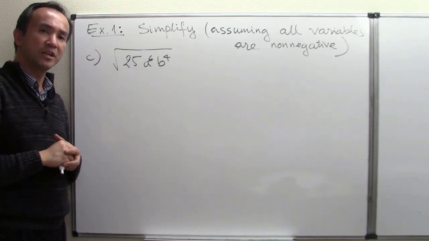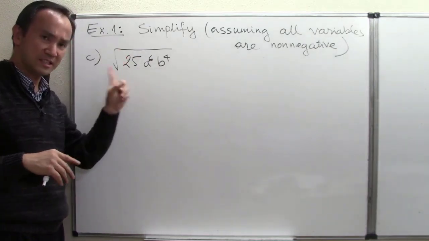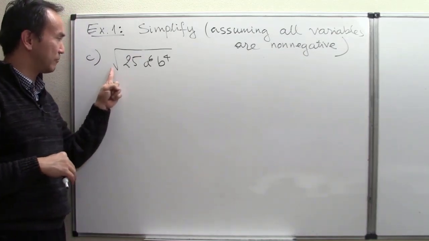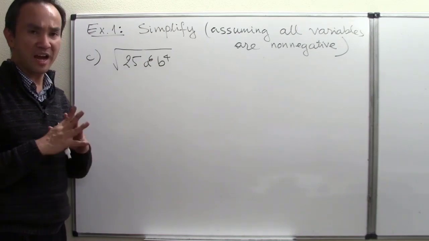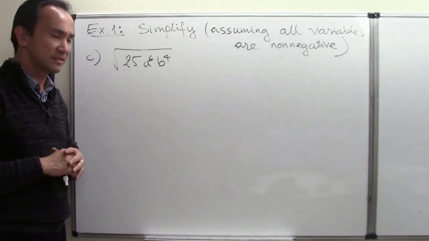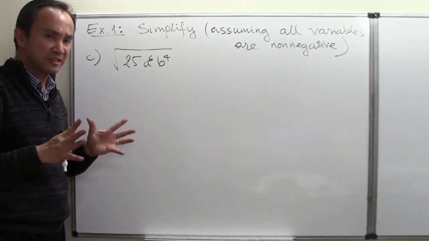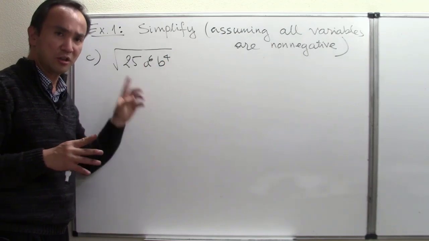All right, so here we're at example 1, part C. The same example 1, but let's bring in one more problem right here. So here I'm looking at the square root of 25a to the 6b to the 4th. So we have two variables involved here, and the point of these example problems is that in general you should even be expecting more variables, a lot more variables.